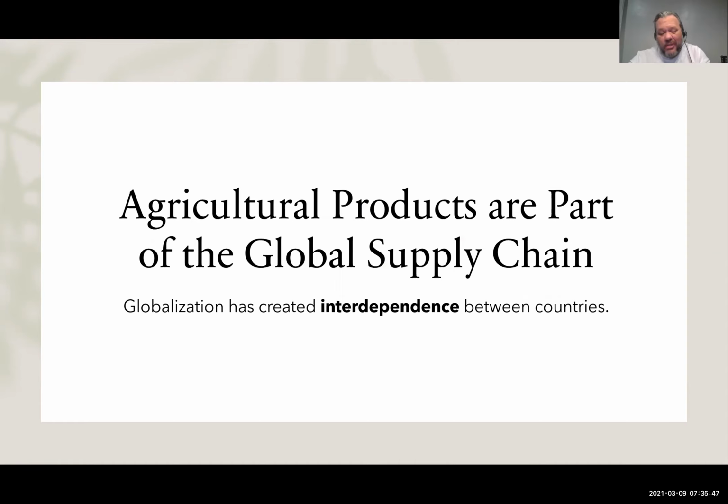And who wins? Well, we do, the consumer, because we get fresh strawberries in January, but also the growers from the other countries. And so this is the interdependence, and like I said before, the U.S. is the world's largest food exporter, and so we benefit from this interdependence as well.